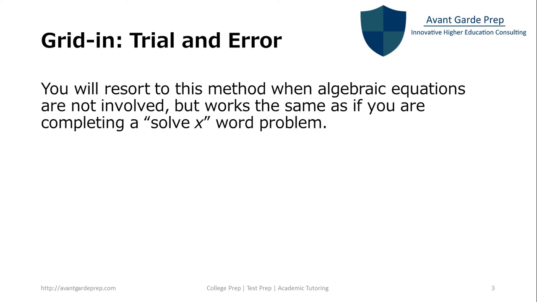The trial and error method can be used for the Gridin section. You can utilize this strategy when there are no algebraic equations, but the problem can be solved the same way as a solve for x problem. Remember, if you're given some information and asked to find some other thing, this is a prime opportunity to use the trial and error strategy. Let's take a look at a couple of examples.